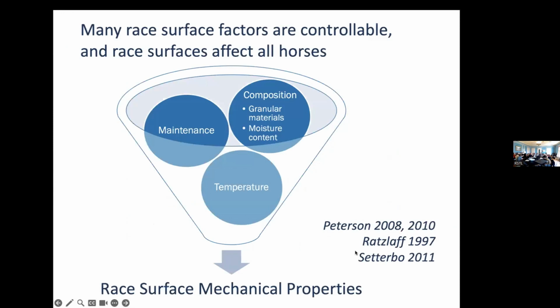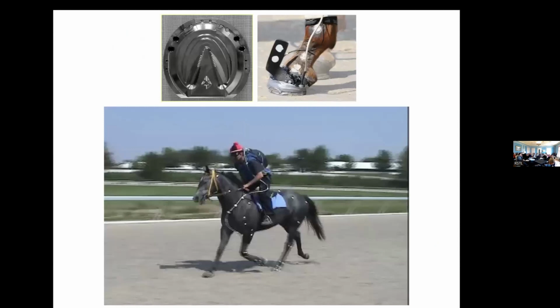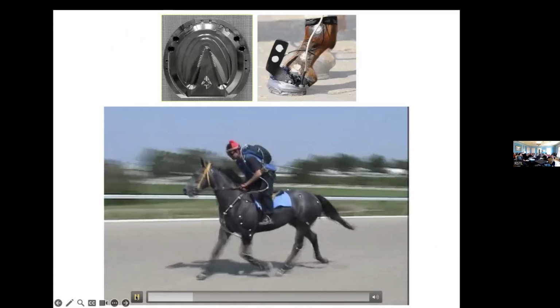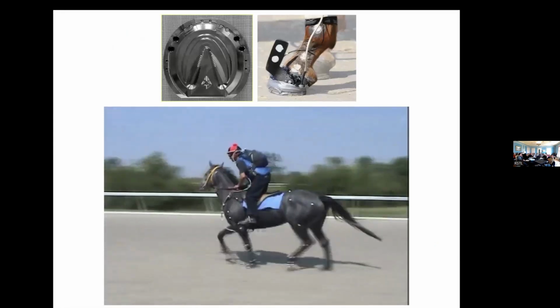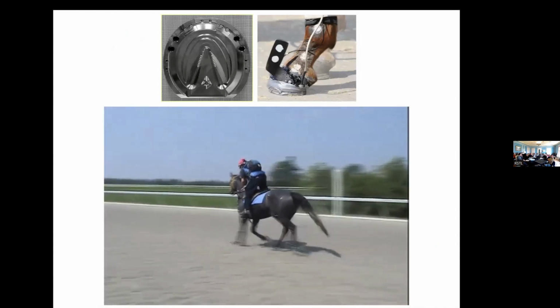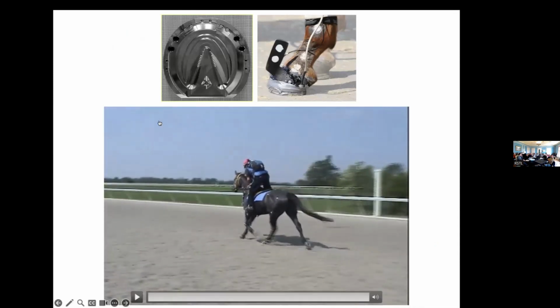All right. The lovely thing about racetrack surfaces is that you can manage them. But the other thing is it affects all horses. There aren't many other interventions to affect the whole entire population. So that's incredible. So we have an instrumented horseshoe that we use on horses, both trotting and galloping on different surfaces.